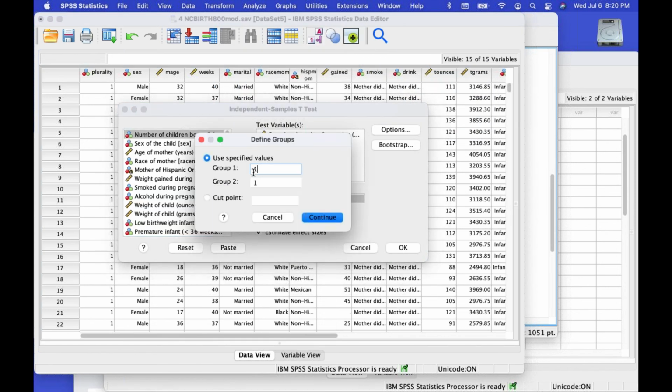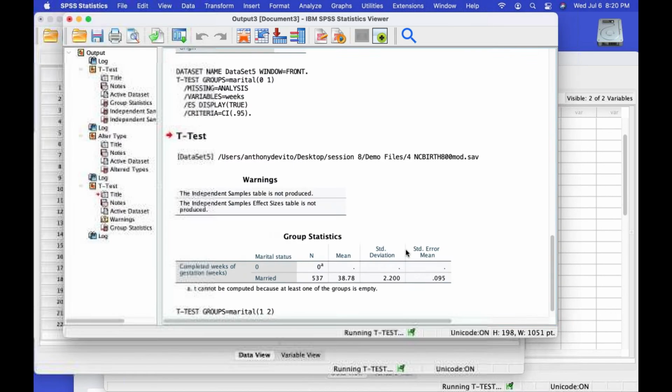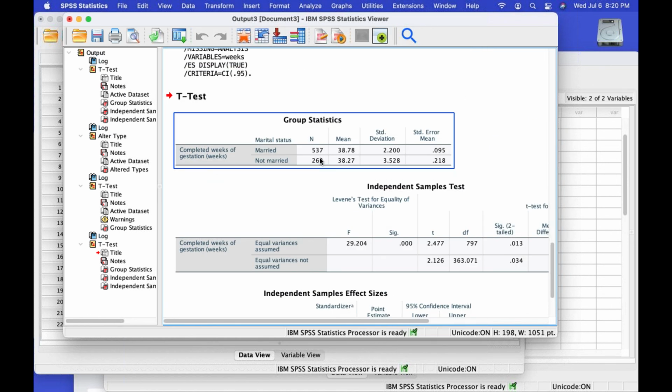The average week of gestation for married women was slightly longer, but is that statistically significant? It's 38 and three quarters versus 38 and a quarter, about a half a week difference. Here are our standard deviations. They're pretty similar. They're not that far apart. Okay, so let's go down here. And if we assume variance is not equal, our t-value is 2.126, our degrees of freedom is 363 point so on and so on, and our p-value is 0.034.